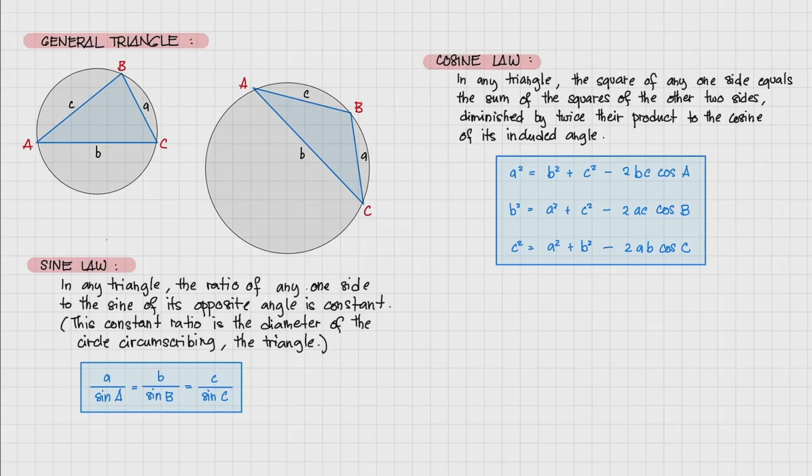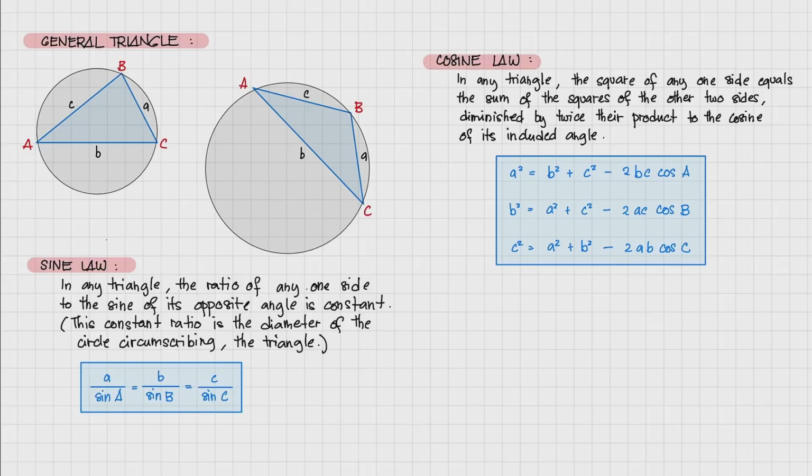So, in any triangle, it says here, any triangle, the ratio of any one side to the sine of its opposite angle is constant. So, it means that A over sine of this angle A is equal to B over sine B and C over sine C. So, they are equal to each other. So, constant lang siya. The same here. So, A divided by sine A is equal to B divided by sine B is equal to C divided by sine C.